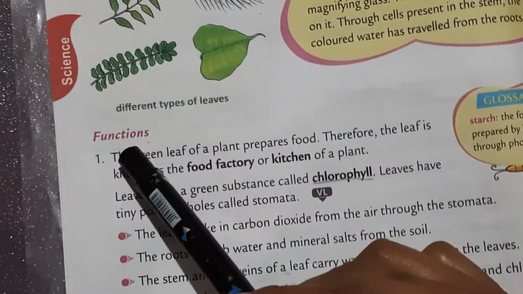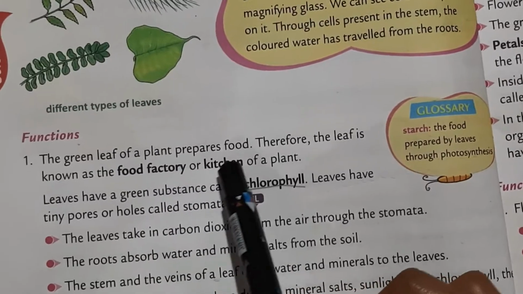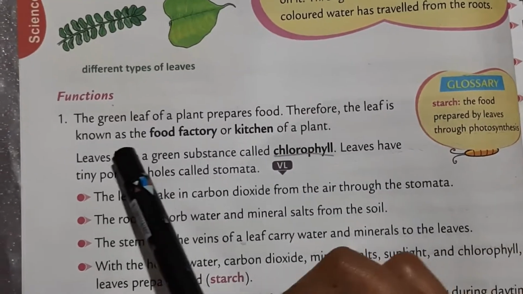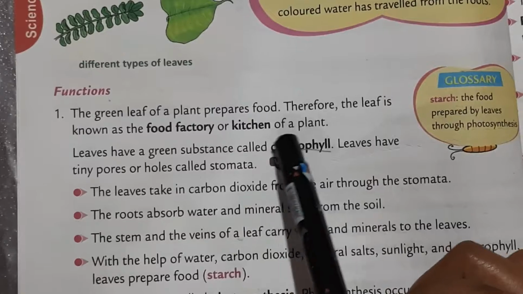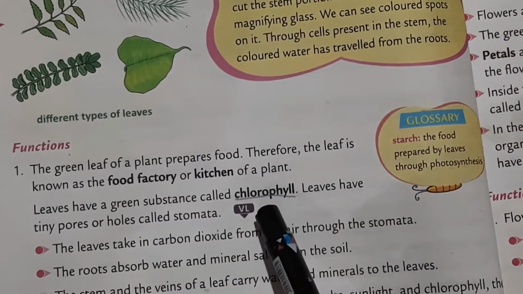Okay? Now, the function of the leaves. Number 1, the green leaf of a plant prepares food. Therefore, the leaf is known as the food factory or the kitchen of the plant. Leaves have a green substance called chlorophyll.